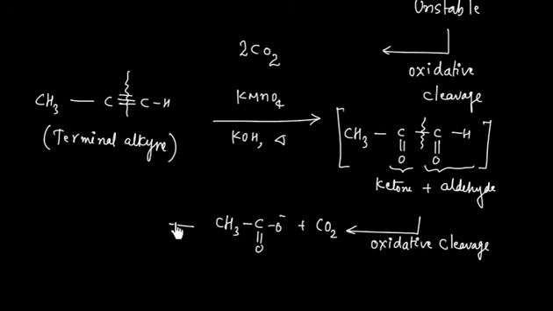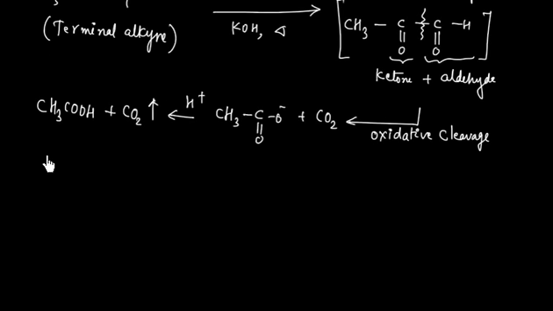Now further, if this is acidified, we will have CH3COOH, and CO2 will be evolved. So we can say whenever we have CO2, this indicates terminal alkyne. So if CO2 is evolved, it indicates terminal alkyne.